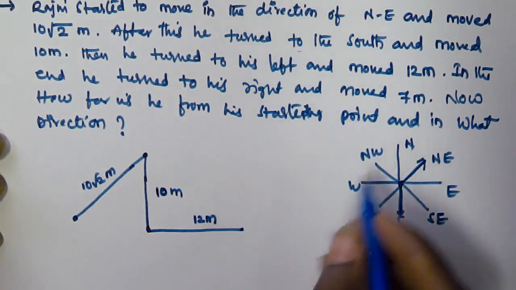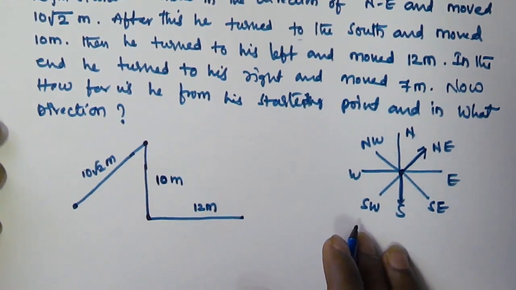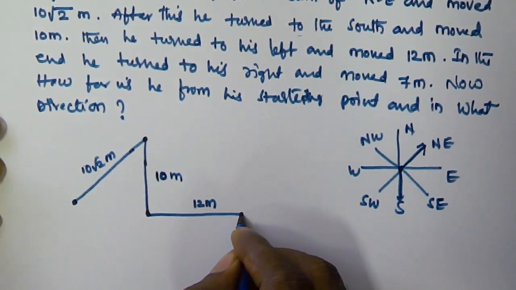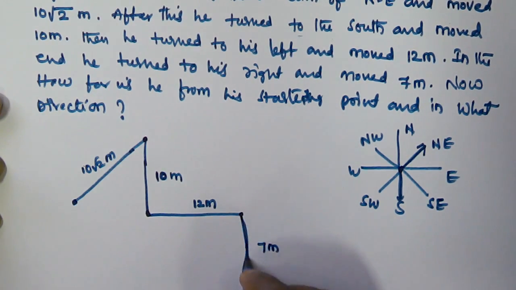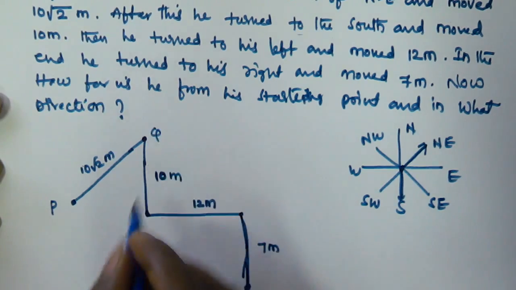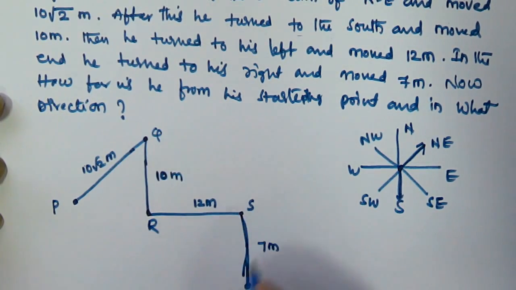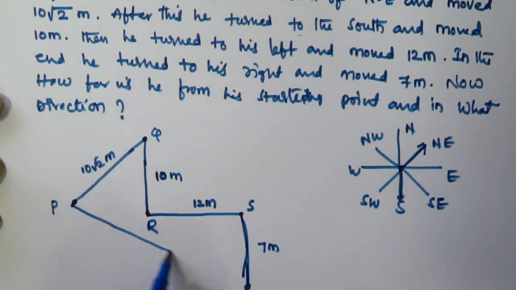In the end he turned to his right. He is moving in this direction, so his right side is going to be downwards, and he moved 7 meters and reached this end point. Let us assume these are the points P, Q, R, S, and this is the T point. Now we have to find how far he is from the starting point, that means we have to find this distance.